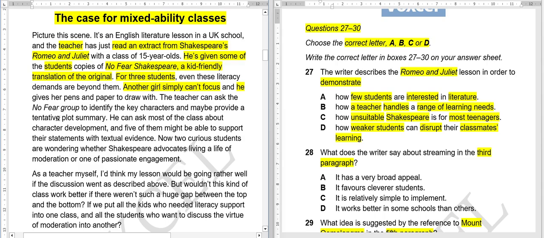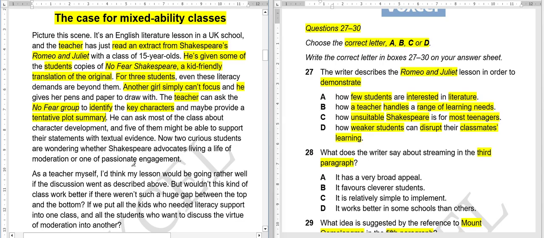The teacher can ask the No Fear group to identify the key characters and maybe provide a tentative plot summary. So what the teacher is asking those students he gave the copy of No Fear Shakespeare is to identify key characters and maybe provide a tentative plot summary. Like he wanted to ask them, what do you think the plot summary is, which are the key characters. He can ask most of the class about character development, and five of them might be able to support their statements with textual evidence.